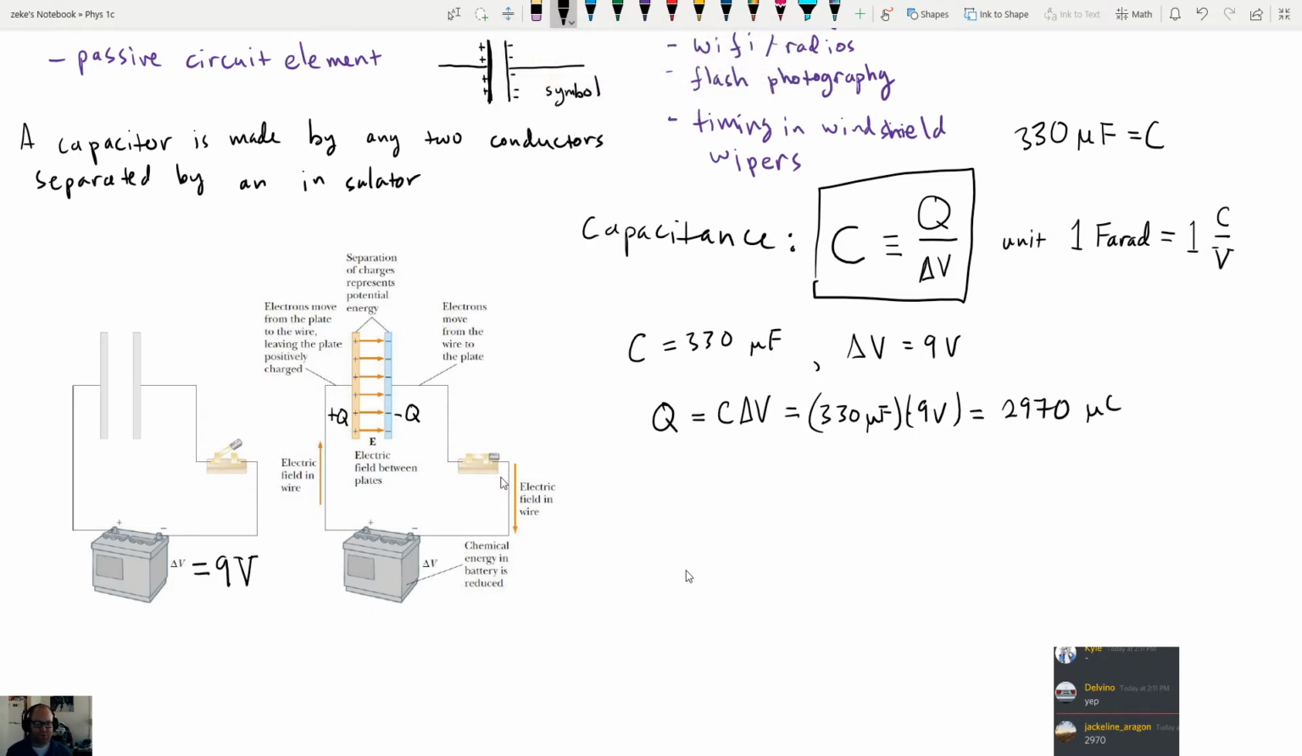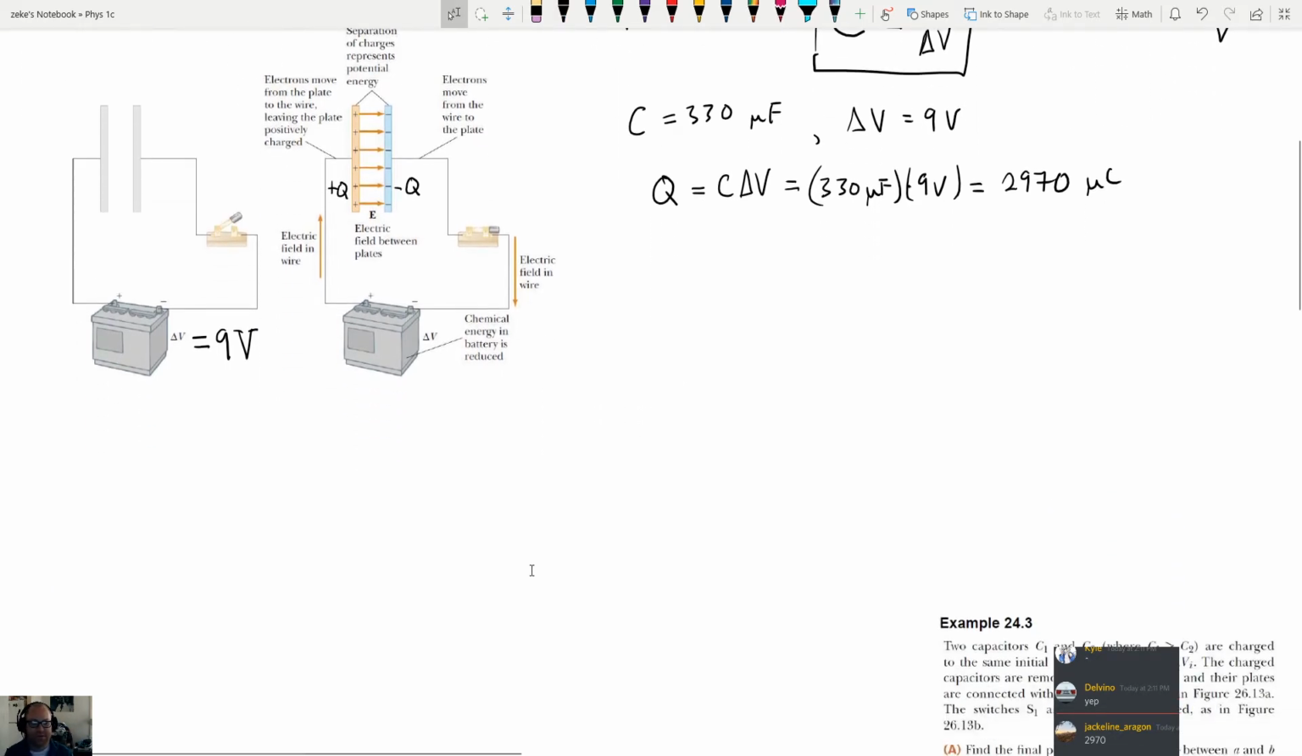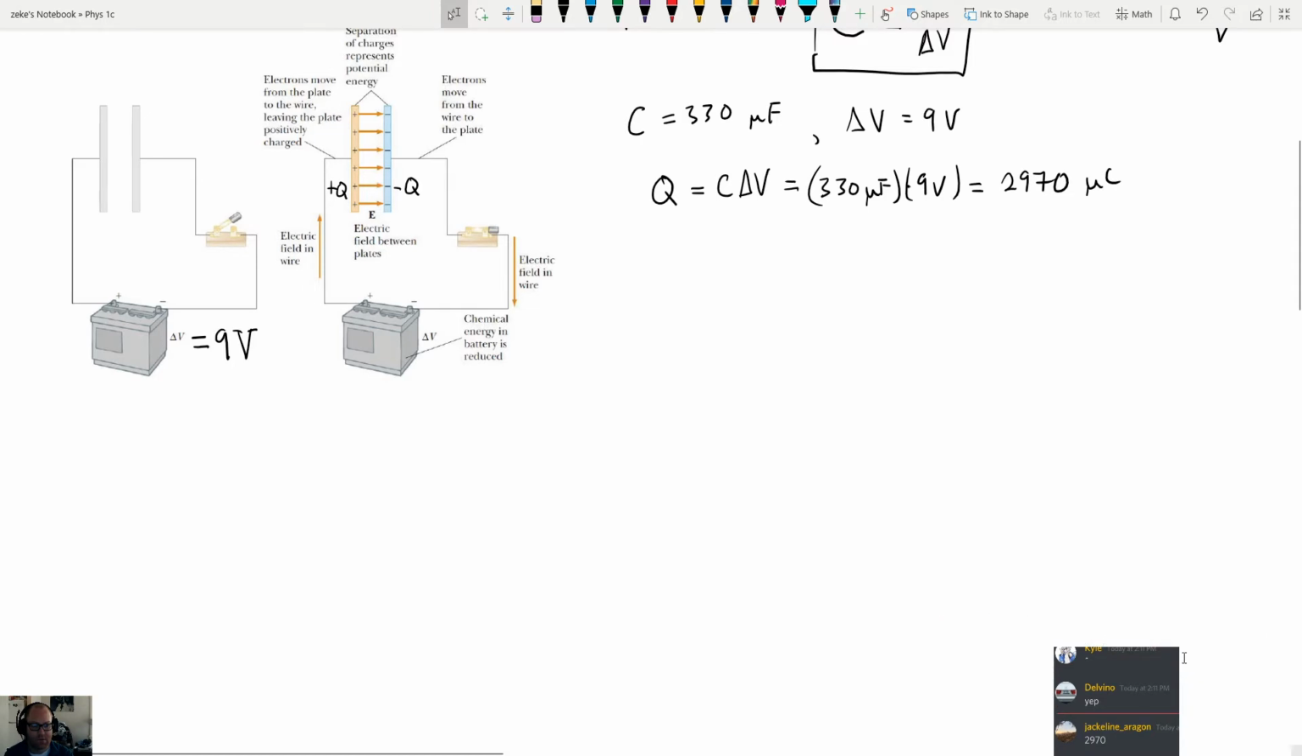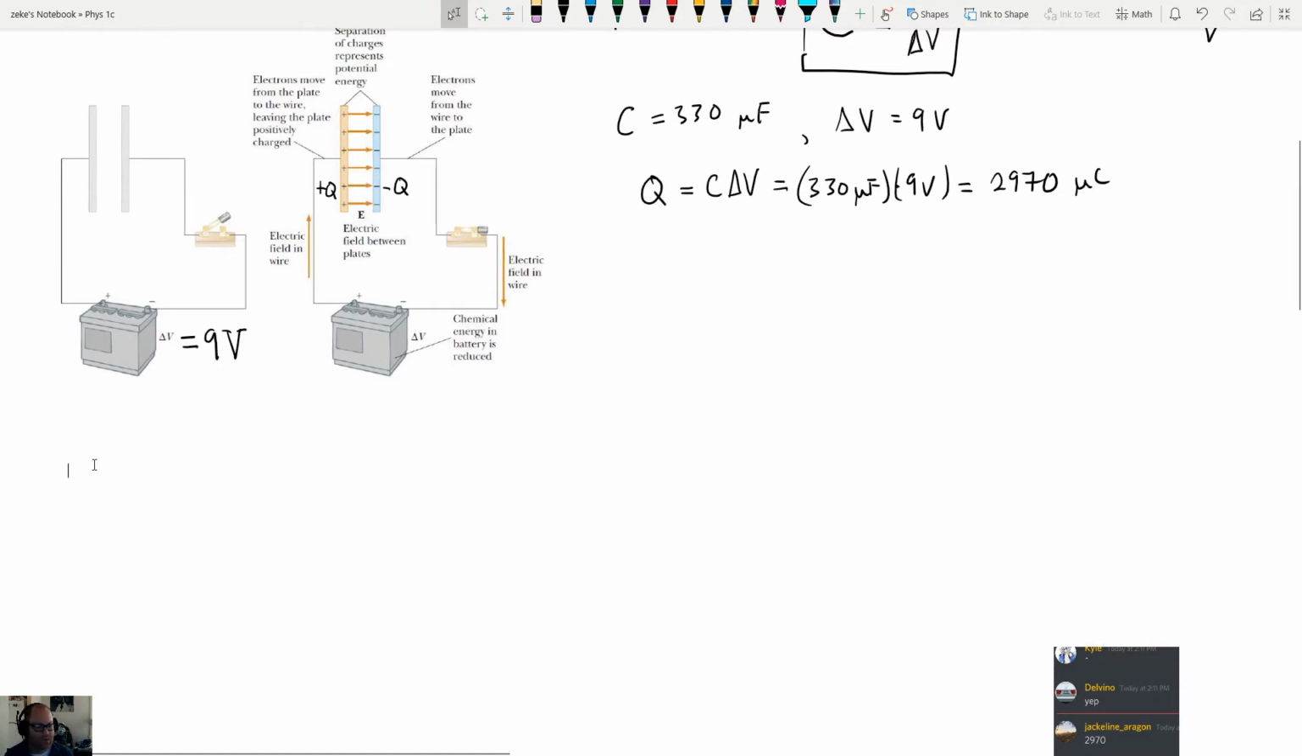So what we're going to do is talk specifically about what we call a parallel plate capacitor. And then I'm going to show you some animations of what a capacitor can do. Okay, so let's talk about the parallel plate capacitor. Anyone have any questions so far?